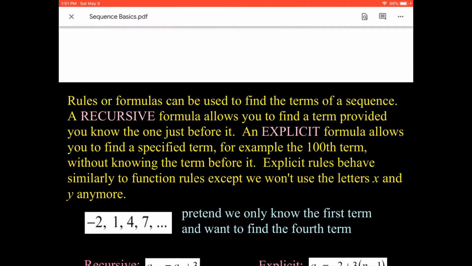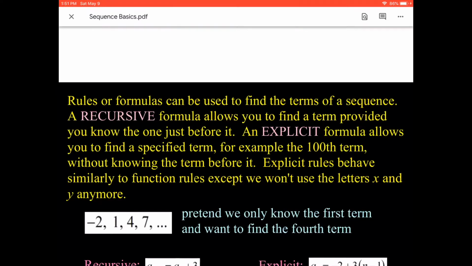All right, so we want to take a look at how we can find terms of a sequence. Well, we can use rules or formulas to find terms of a sequence, and we can do that 2 ways. You can do a recursive formula, and a recursive rule or formula allows you to find a term provided you know the one just before it. Or you could do it with an explicit formula, which allows you to find a specified term. For example, if we wanted to find the 100th term without knowing the term before that.